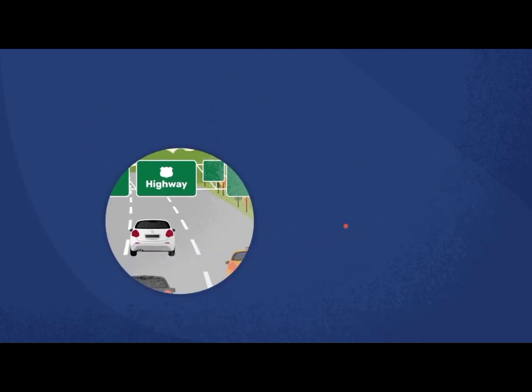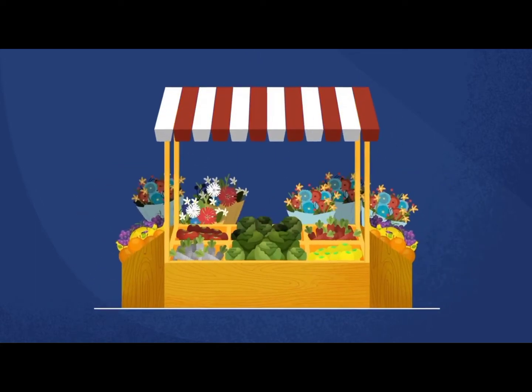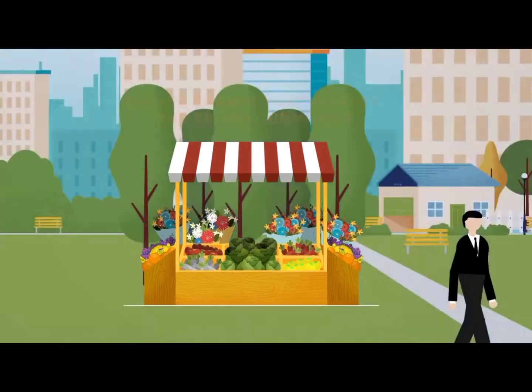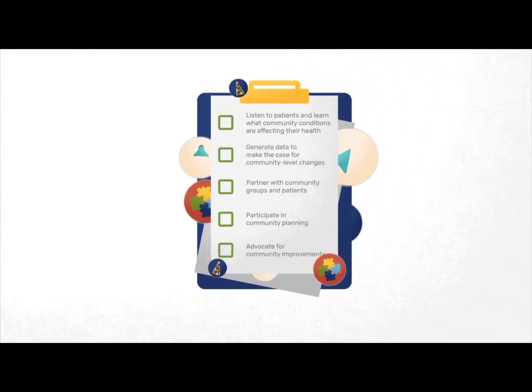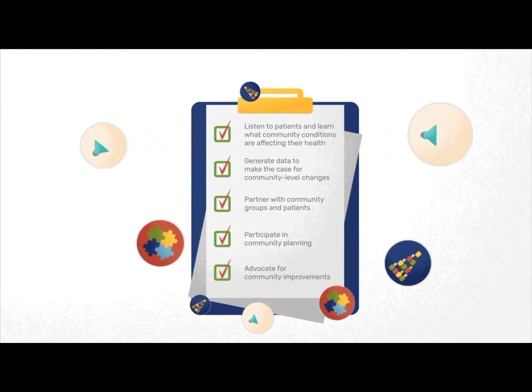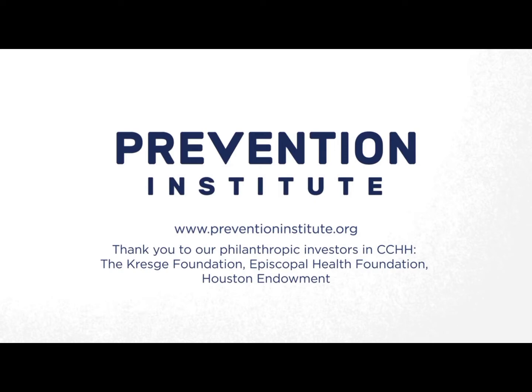For many of the community problems our patients are experiencing, the community-centered health homes model can be used to create change that impacts the entire community, because everyone should have the opportunity to be safe and healthy. There are many actions healthcare organizations and practitioners can take. Check out the CCHH checklist for more ideas, and use it to get your healthcare organization involved in promoting community health.